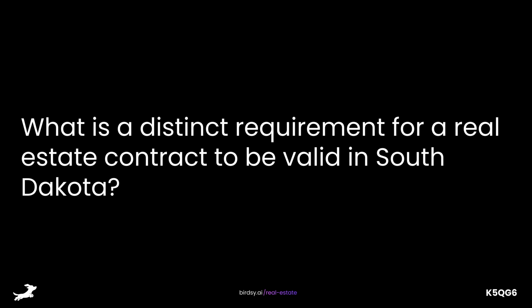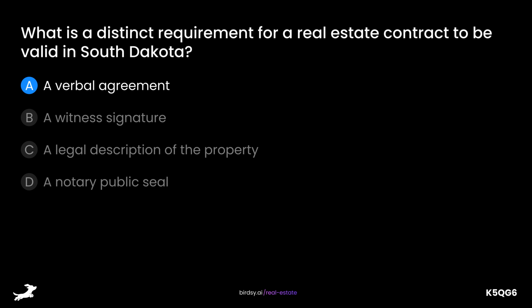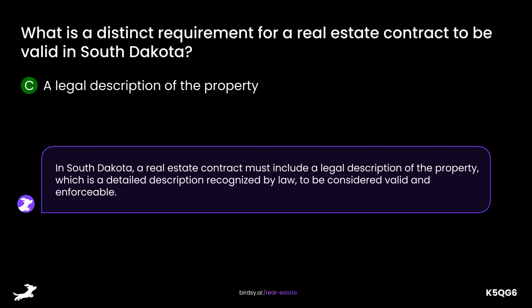What is a distinct requirement for a real estate contract to be valid in South Dakota? Is it A, a verbal agreement, B, a witness signature, C, a legal description of the property, or D, a notary public seal? The answer is C, a legal description of the property. In South Dakota, a real estate contract must include a legal description of the property, which is a detailed description recognized by law to be considered valid and enforceable.